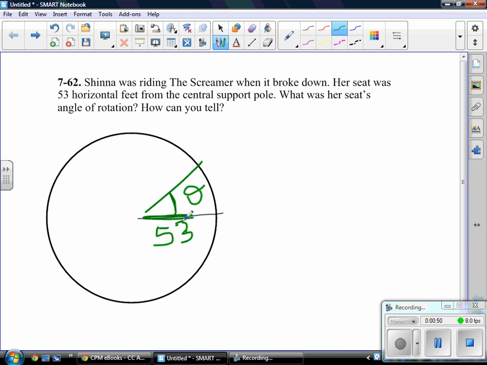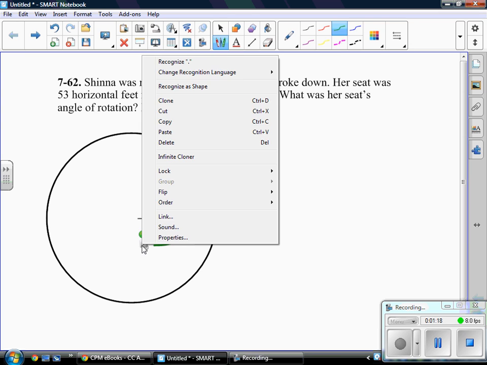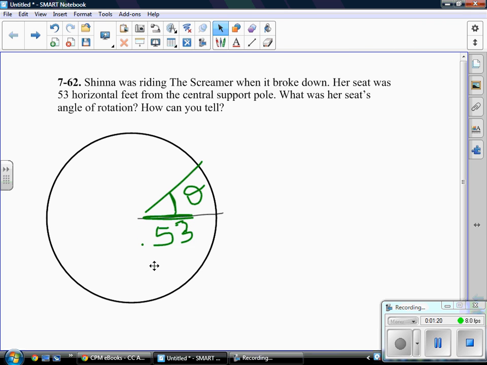Now, when we type cosine of something or sine of something into the calculator, we get a decimal out. Remember we used the little plastic rulers to measure the height of the Screamer? Those were not in the 50s and 60s, they were smaller than ones. So we want to change this number to be 0.53, since we want to convert from real life numbers into what I can type into my calculator.